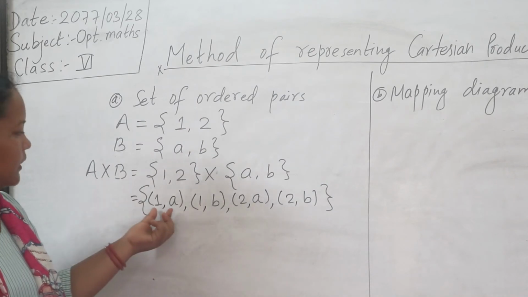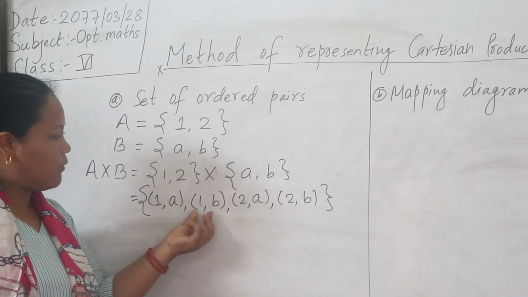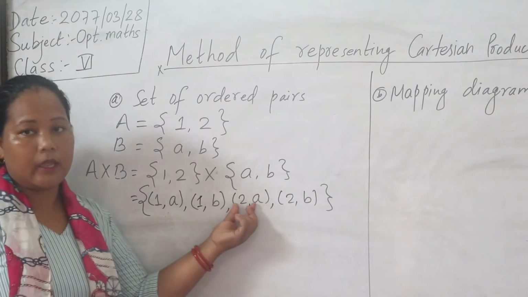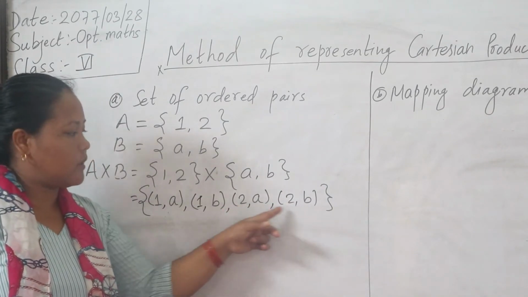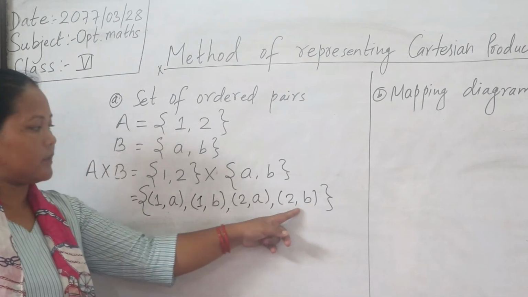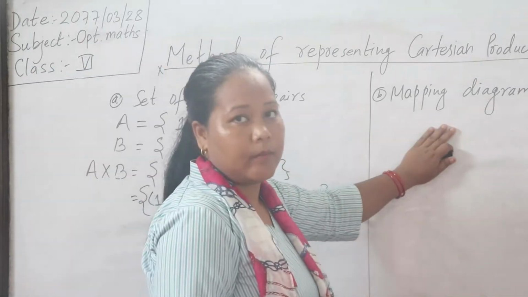Here 1, A, 1, B, 2, A, and 2, B. These all are the set of ordered pairs. These are the ordered pairs. Okay, and the next method is the mapping diagram.